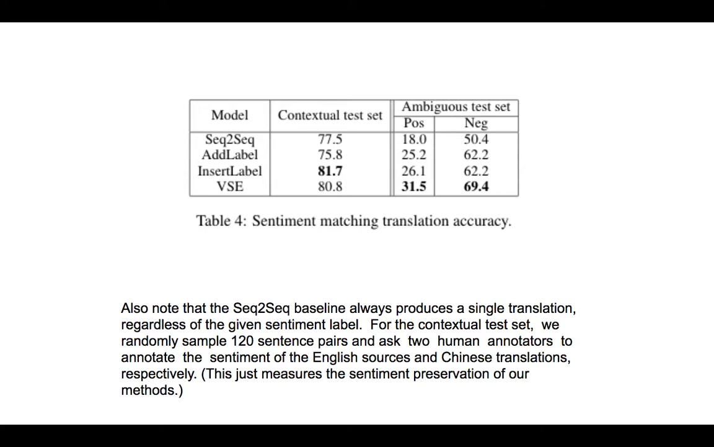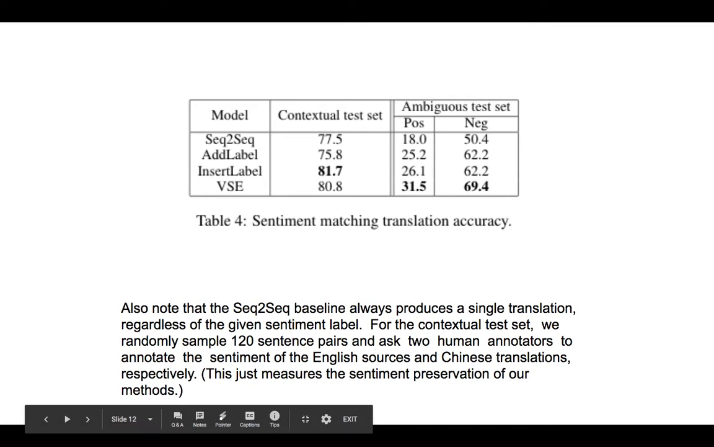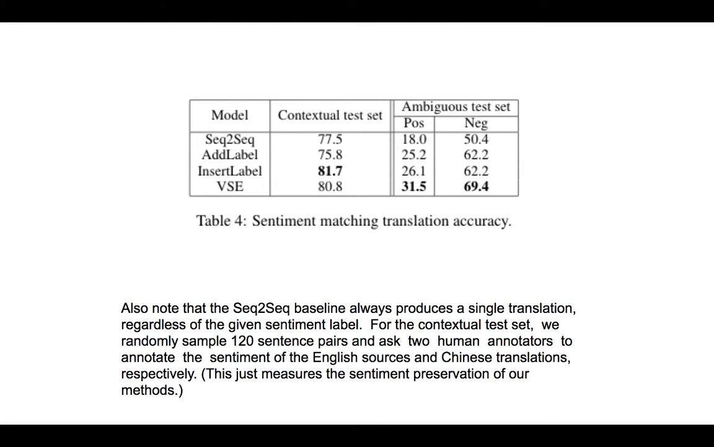Yeah, and for the contextual test set, we randomly sample 120 sentence pairs and ask human annotators to annotate the sentiment of the English sources and Chinese translations respectively. So for the contextual test set, there's already a sentiment in the sentence. So we are not trying to generate different translations of the same sentence. We just generate one translation and see whether the generated translation will preserve the sentiment from the original sentences.